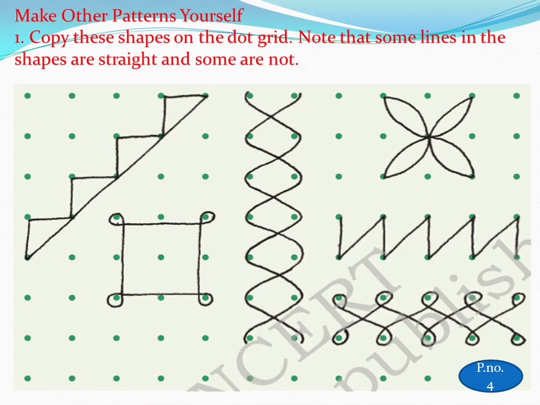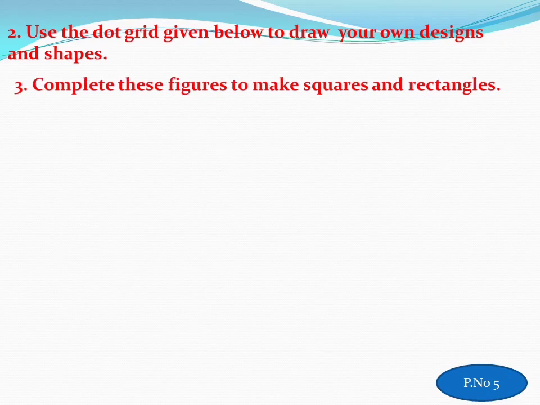Some more patterns are also given, so make other patterns yourself. Copy these shapes on the dot grid. Note that some lines in the shapes are straight and some are not. You have to copy this. Use the dot grid given below to draw your own designs and shapes. One more dot grid is given on this page number 5 and you have to use it to draw your own design, right? I'm not giving you any example for that.